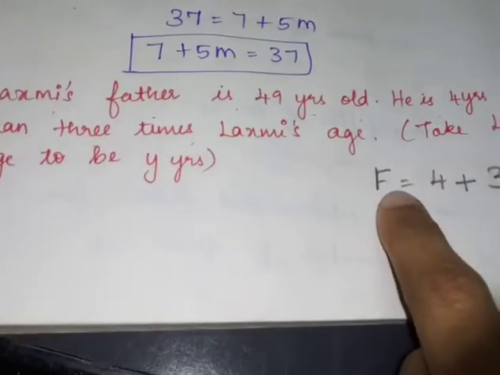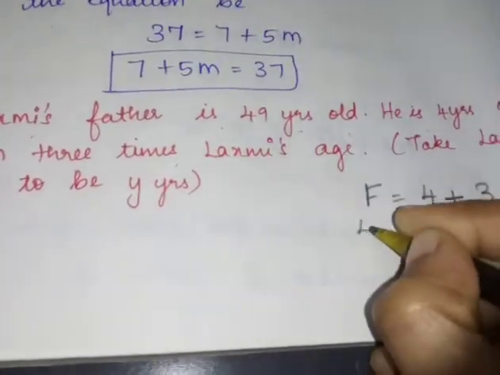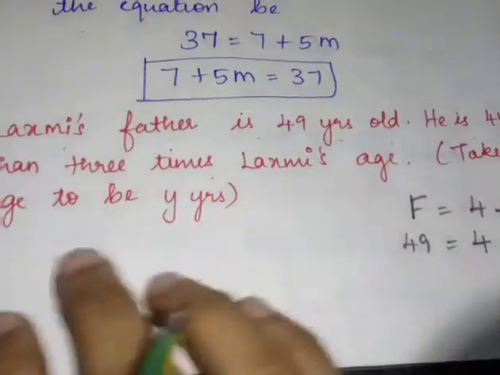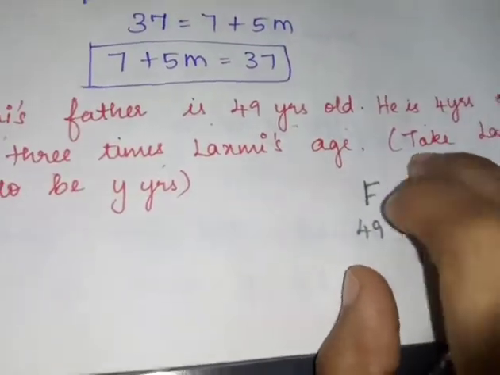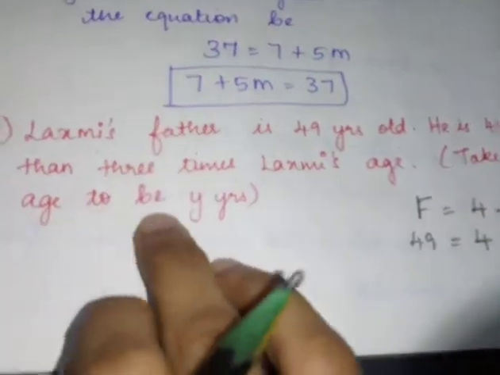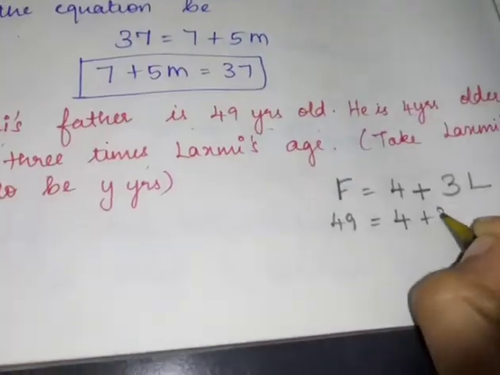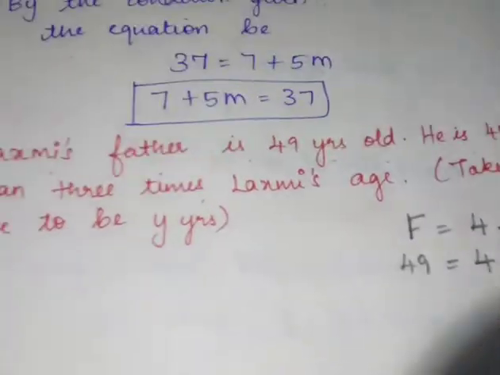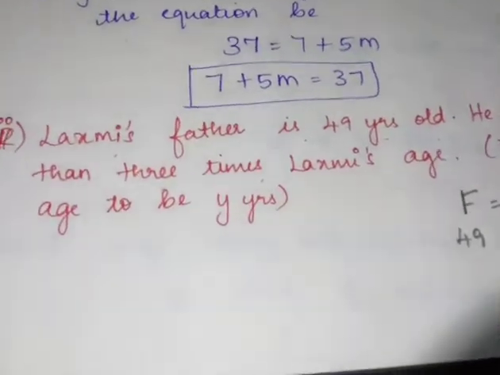So what is actually father's age? Father's age is 49 years. So 4 plus, what is Lakshmi's age? Take Lakshmi's age to be Y years. So Lakshmi's age is Y. Instead of L you can put Y. So this is your equation. Now shall I frame the equation?